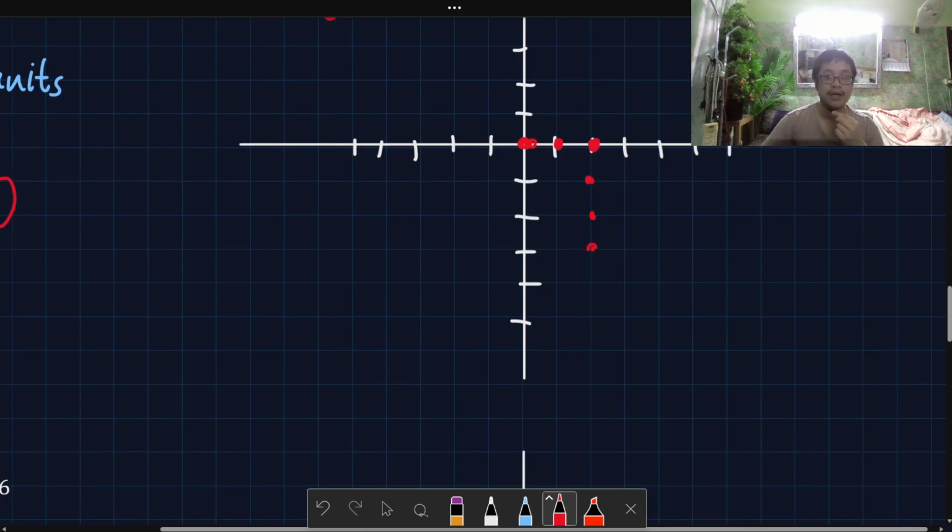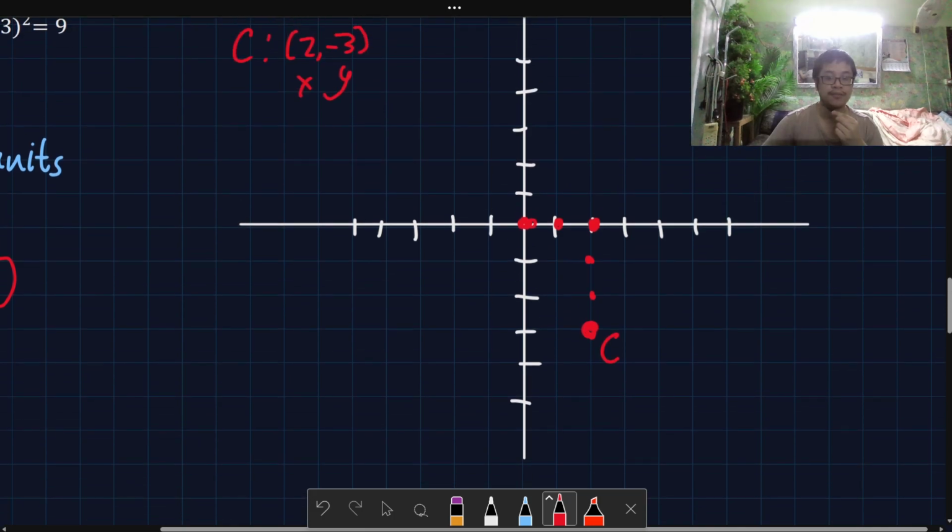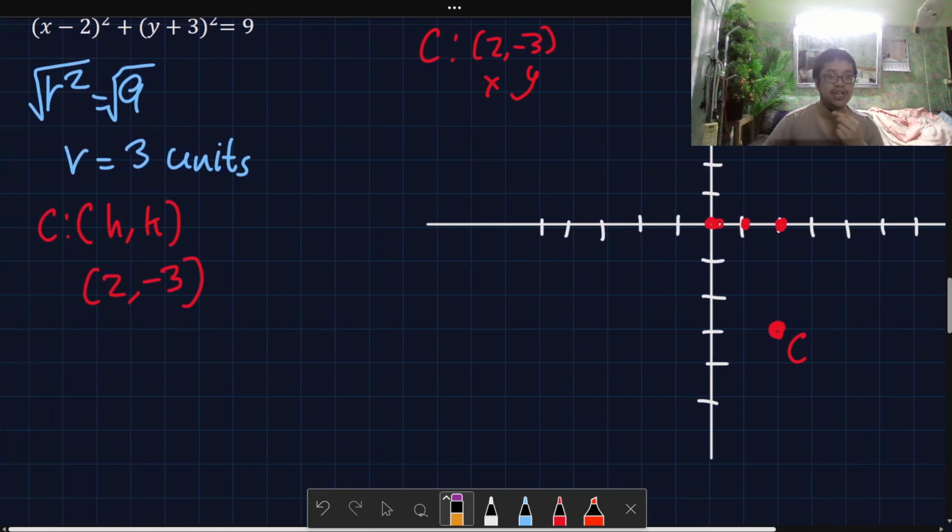So here, this is your center, right? That is how you find your center. Right, that's it. Now, let's go back. Your radius is 3 units long.